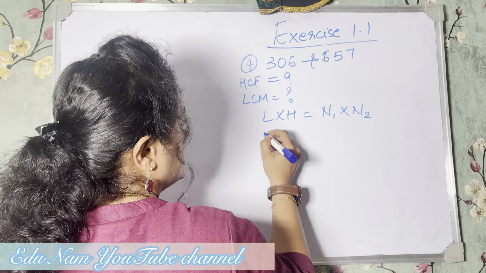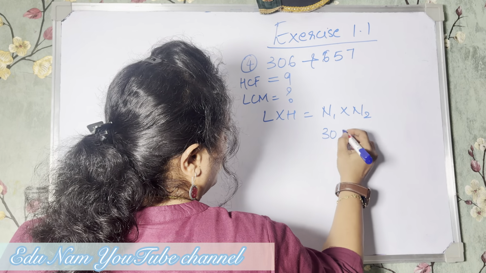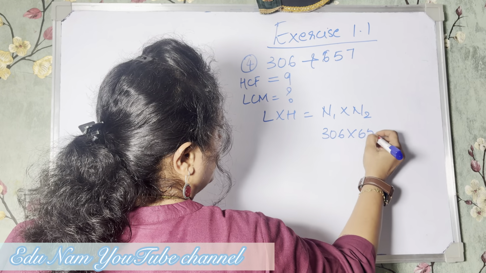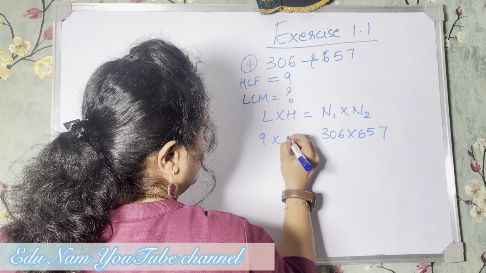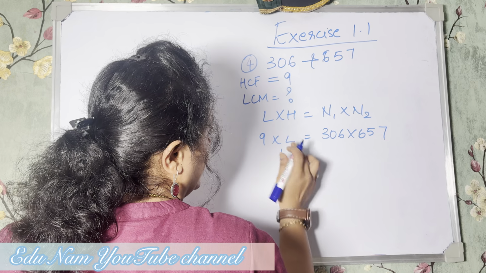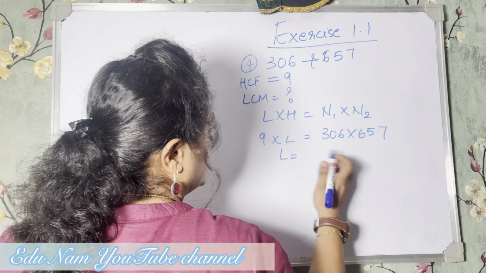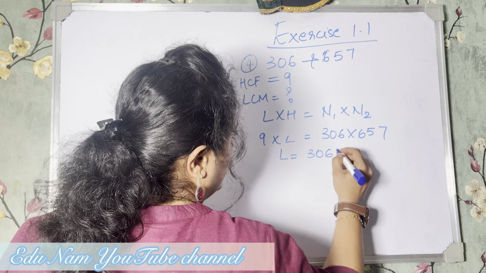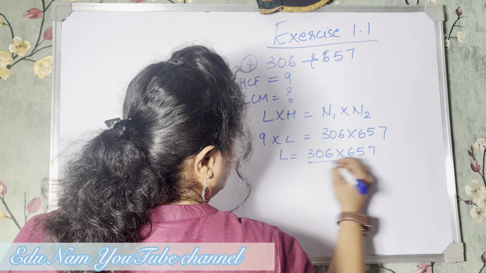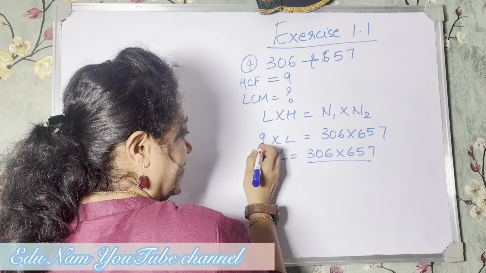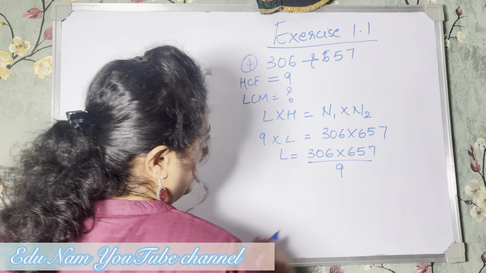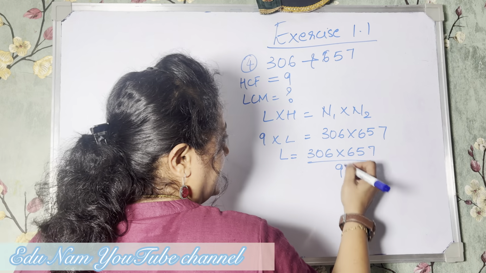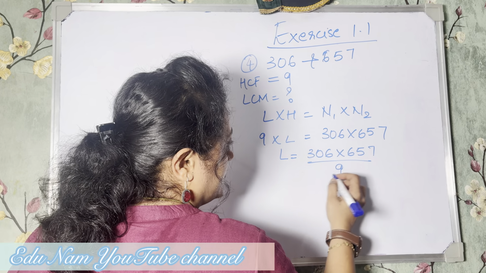So the two numbers are 306 and 657. HCF is 9, LCM we don't know. So we'll keep this L on the one side and move the other things to the right hand side. So when you move this, L is multiplied with 9. If it comes to this side, it becomes division. So 9 will come down. Now, let's see whether we can cancel any of these terms.